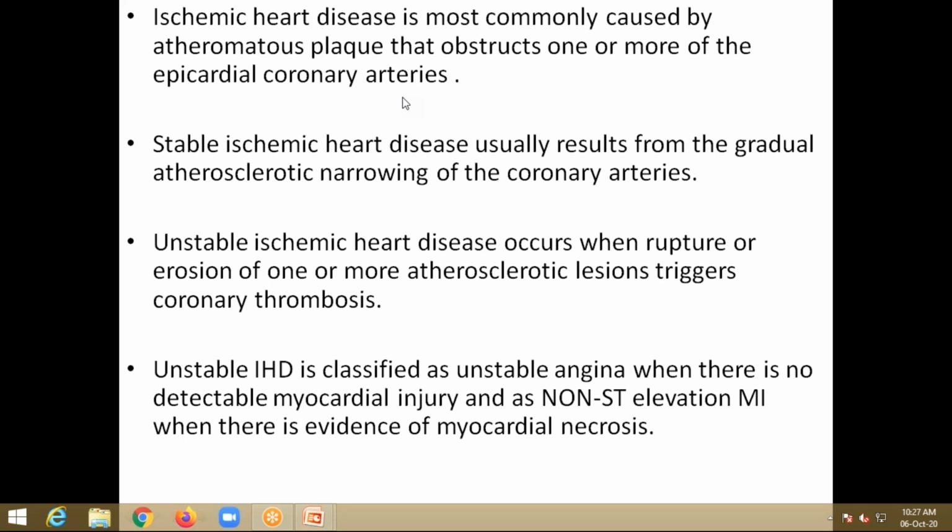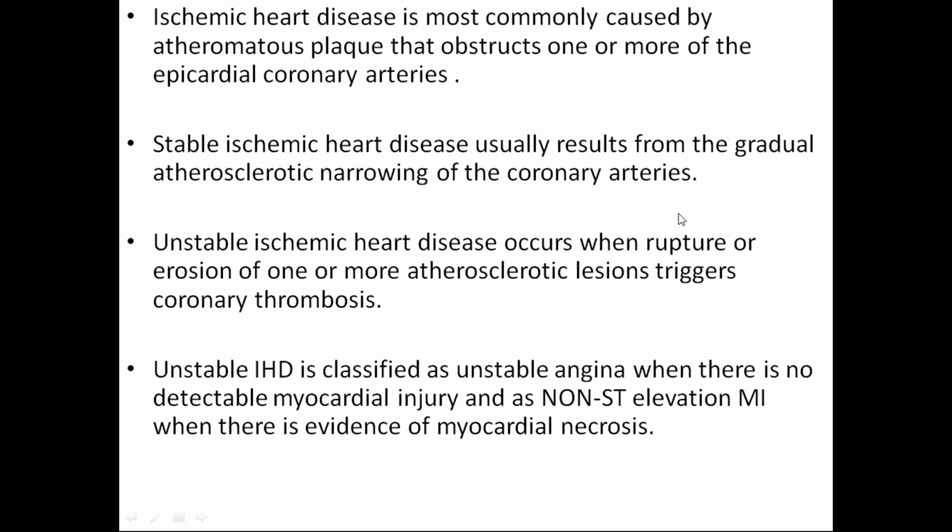In ischemic heart disease, the main underlying pathology lies with dyslipidemia, that is formation of atherosclerotic plaque in the coronary arteries. This leads to narrowing of the lumen of the coronary, leading to ischemia followed by infarction. Stable ischemic heart disease usually results from gradual atherosclerotic narrowing, which we already discussed. Unstable ischemic heart disease occurs when rupture or erosion of one or more atherosclerotic lesions triggers thrombosis. The atherosclerotic plaque which formed in the vessel of the coronary artery will be displaced, leading to unstable angina. Unstable ischemic heart disease is classified as unstable angina when there is no detectable myocardial injury, and as non-ST elevated MI.